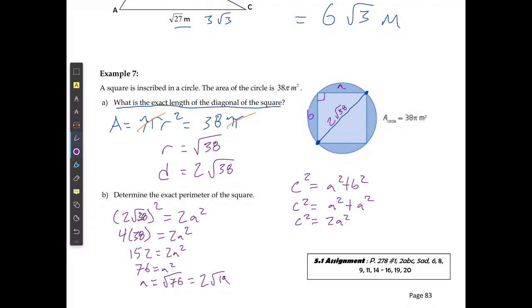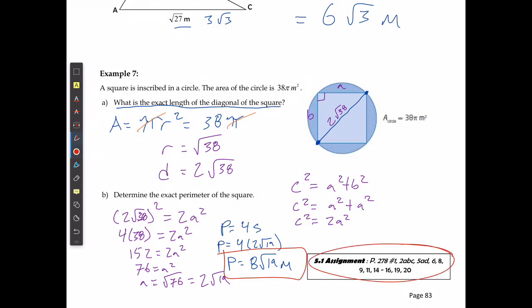If it's asking me for the last part what the perimeter is, if perimeter is equal to 4 times the side length, then the perimeter is going to equal 4 times 2 root 19. The perimeter is going to wind up being exactly 8 root 19 meters. And there's my answer. All right, try some of the assignment, get some practice done.